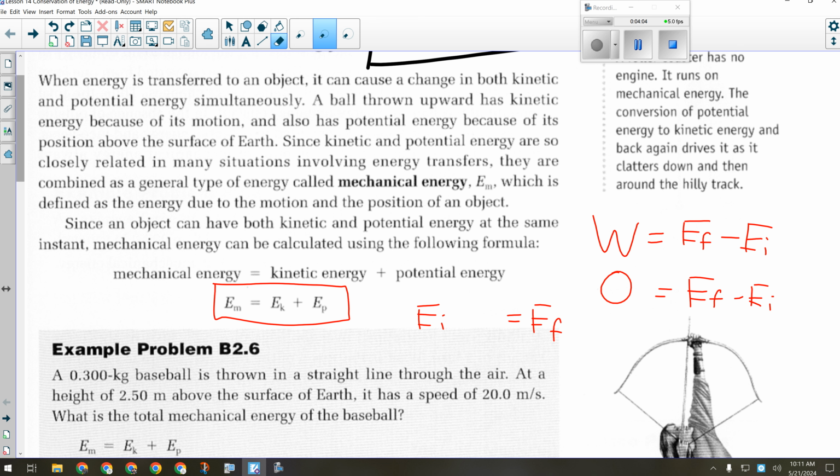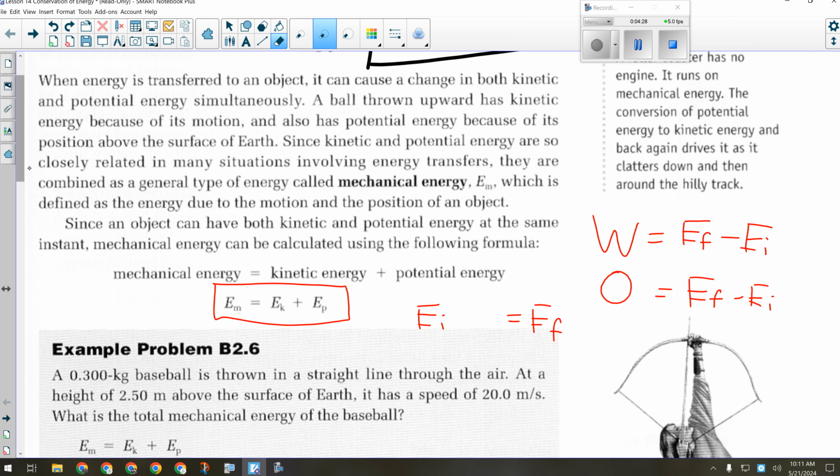Is it pretty easy to calculate those two things? We have a formula for each one. We have a formula for potential and we have a formula for kinetic. So it would be pretty easy to calculate an object's mechanical energy, provided we had its mass, its speed, and its height. And if we had those things, we could calculate its total mechanical energy.